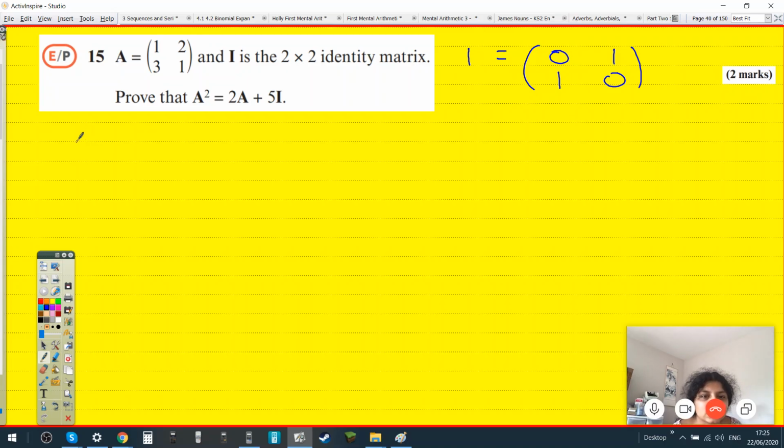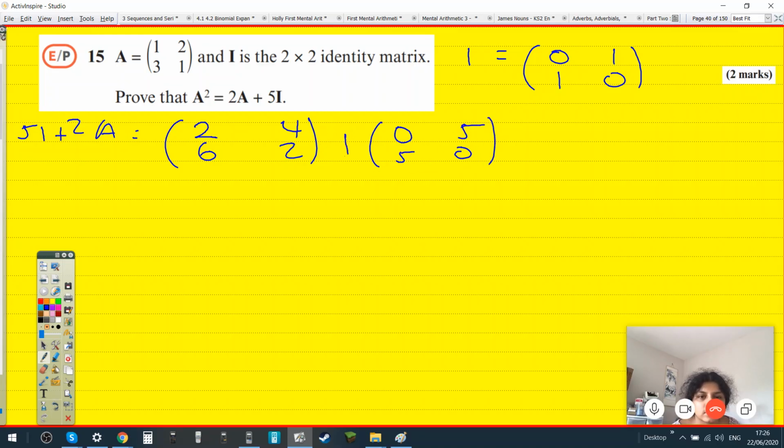So 2A is just 2, 4, and then 6, and then 2 on the bottom. Yeah, like that. And 5I is 0, 5, 5, 0. And then you just add each one, right? So 2, 9, 11, 2.